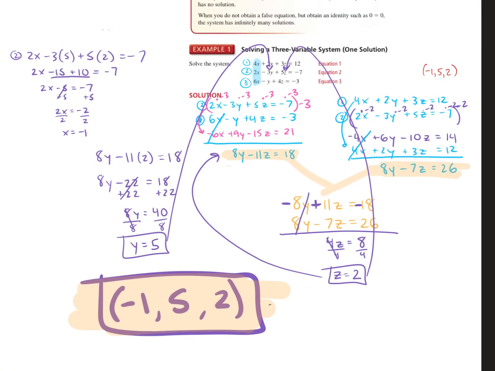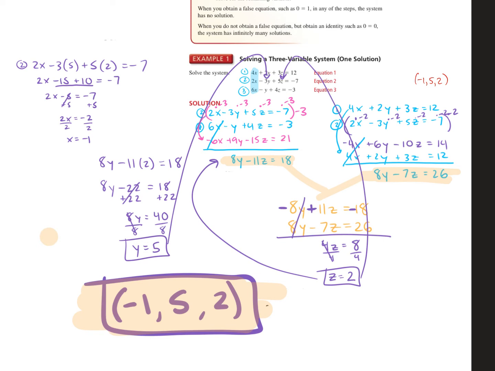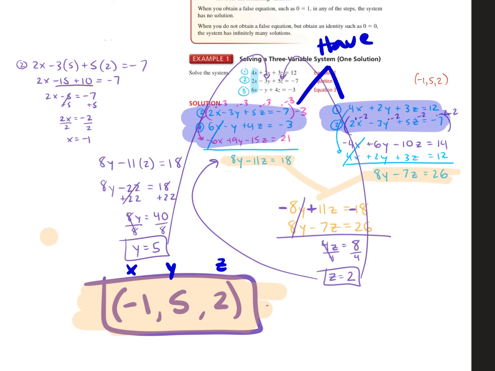So the difference between the 3 systems and the 2 systems is we have to do this step twice, where we combine 2 equations first. So you have to do this twice. In what order does the answer go? X, Y, Z. So you have to do this step twice, where you combine 2 equations and then combine another 2.